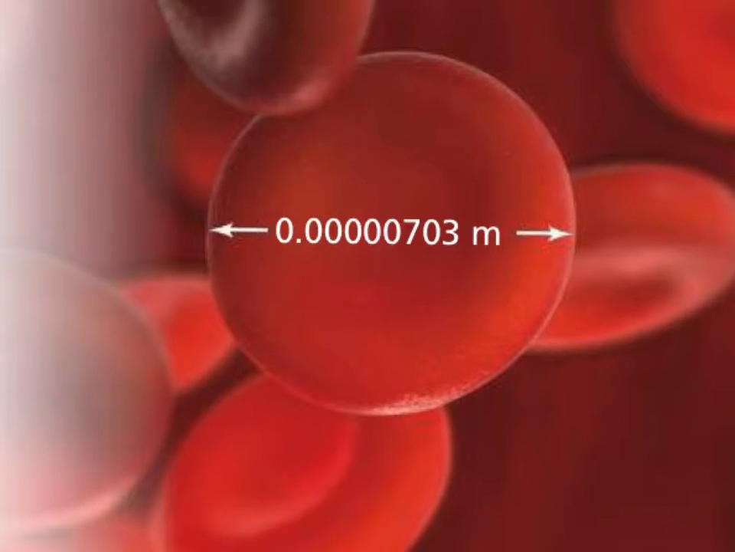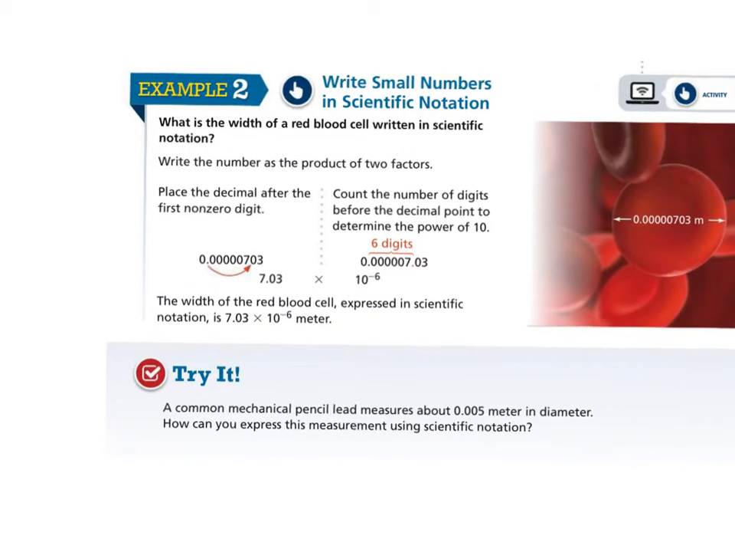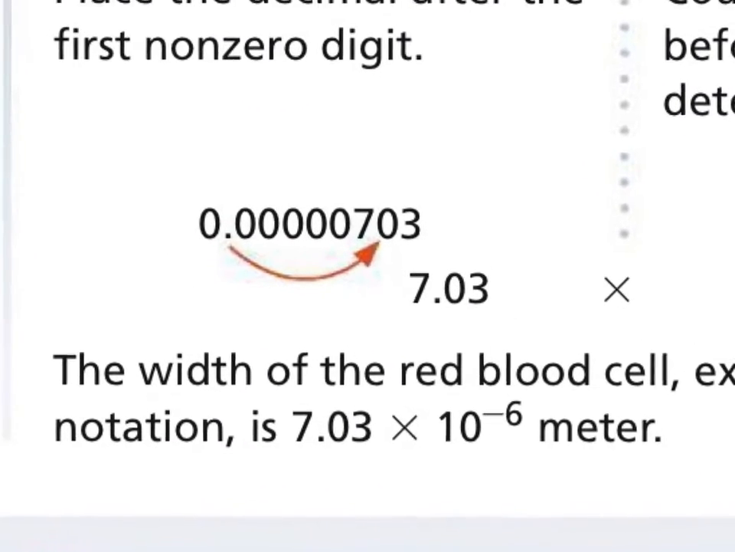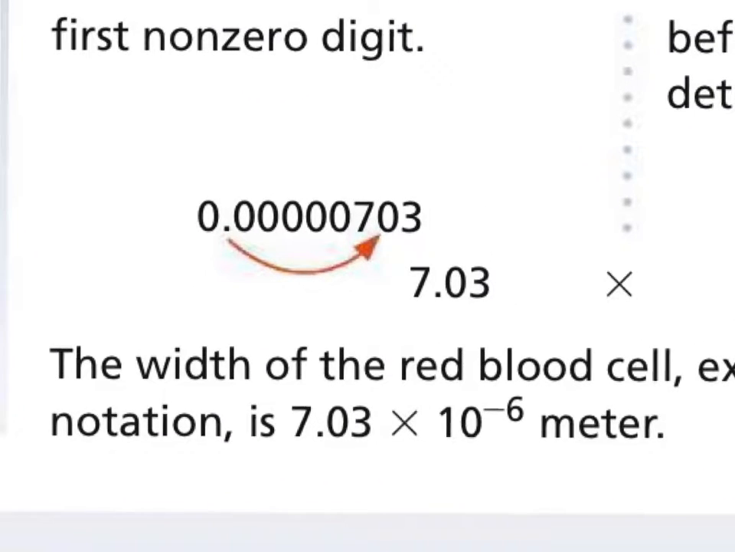But what we've got to do then is get one number that's not zero and then the decimal. So the first place that happens is if we put it right after that 7. And then the question is how many spots did we move the decimal? So we moved it 1, 2, 3, 4, 5, 6 places.